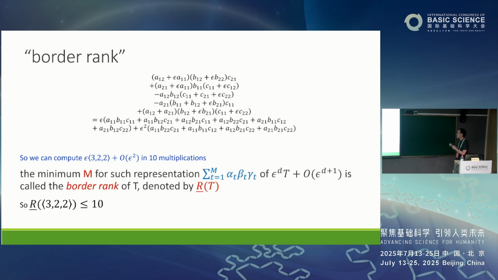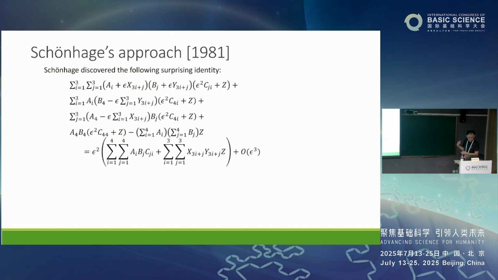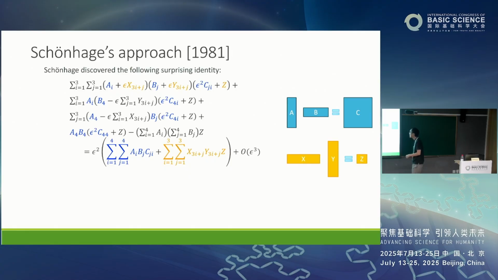Then people tried to find other ways to really improve omega. Schönhage's approach. Schönhage discovered the following surprising identity. Then you can see it computes the matrix product of a 4 times 1 matrix and a 1 times 4 matrix.